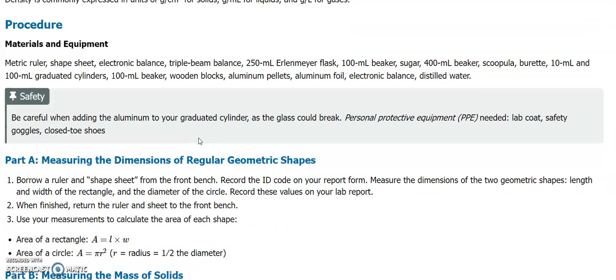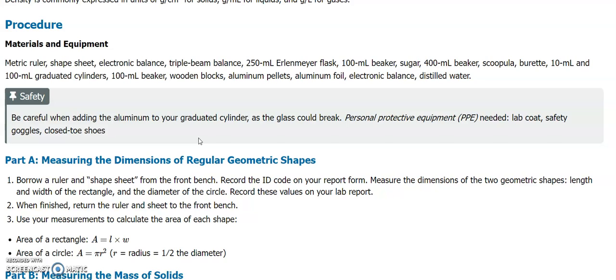Now what is the procedure? Materials: metric ruler or shape sheet, electronic balance, triple beam balance, 250 milliliter Erlenmeyer flask, 100 milliliter beaker, sugar, 400 milliliter beaker, spatula, burette, 10 milliliter and 100 milliliter graduated cylinder, 100 milliliter beaker, wooden block, aluminum pellets, aluminum foil, electronic balance, distilled water.